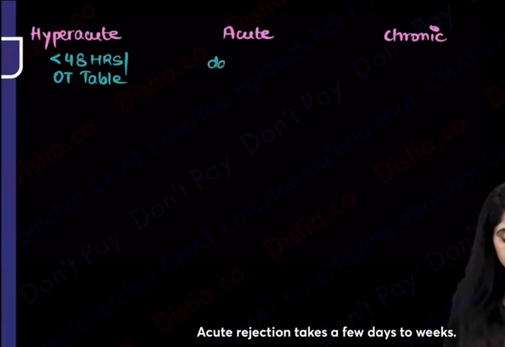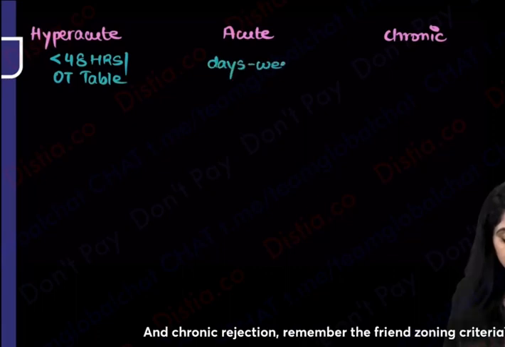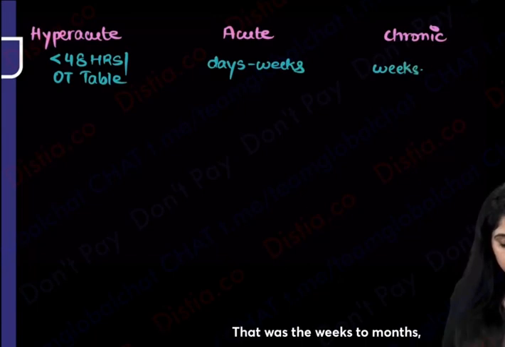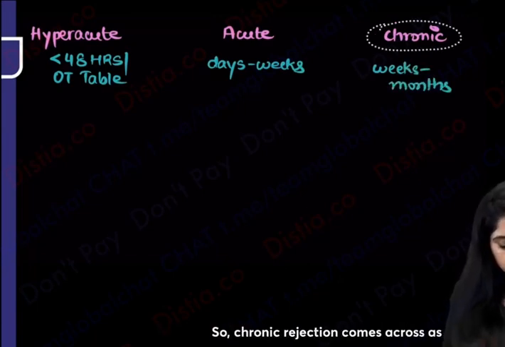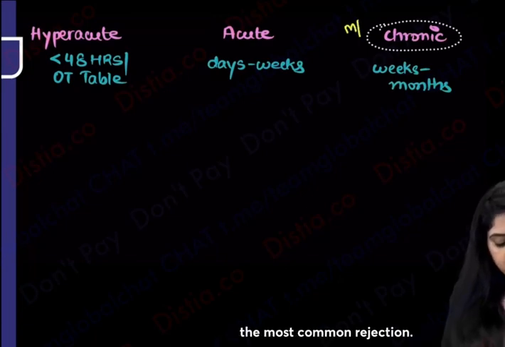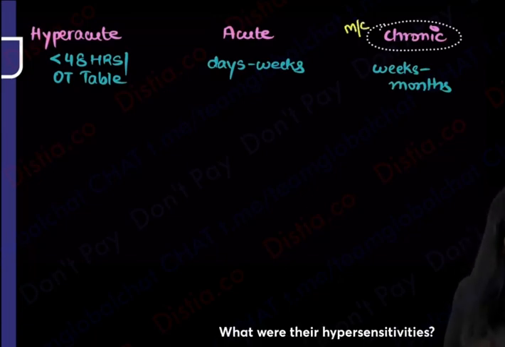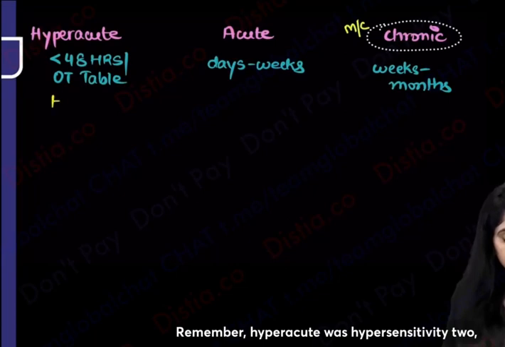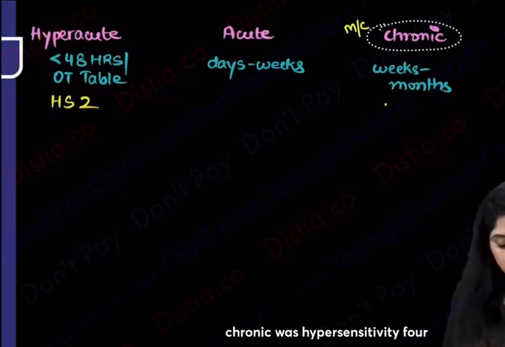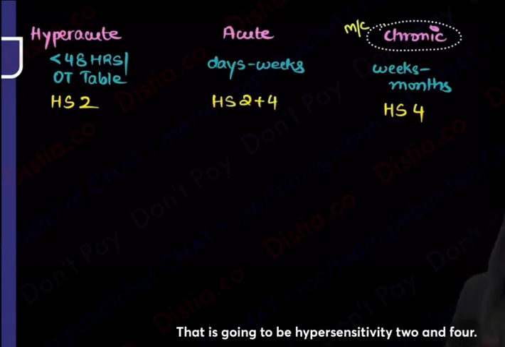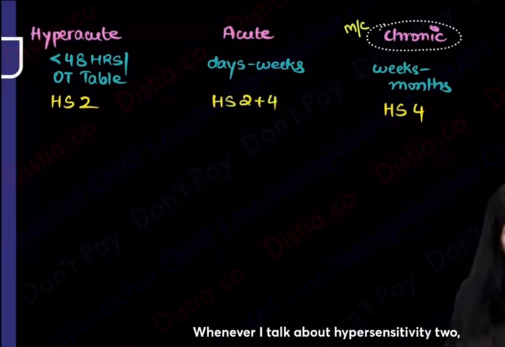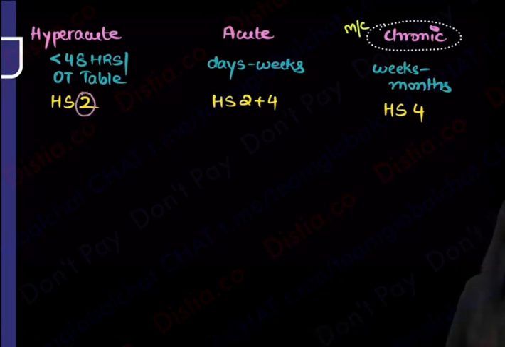Acute rejection takes a few days to weeks. And chronic rejection, remember the friend zoning criteria? That was the weeks to months, and unfortunately friend zoning is the most common. So chronic rejection comes across as the most common rejection. What were the hypersensitivities? Remember, hyperacute was hypersensitivity 2. Chronic was hypersensitivity 4, and the one in the center is both. That is going to be hypersensitivity 2 and 4. Whenever I talk about hypersensitivity 2, I have antibodies.